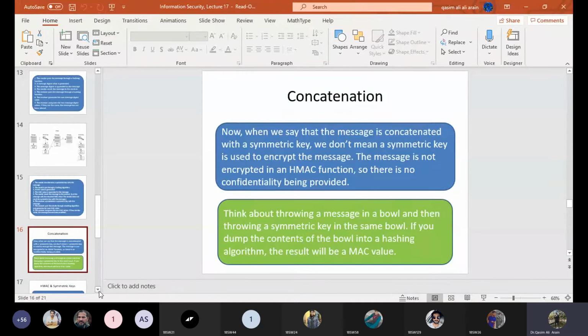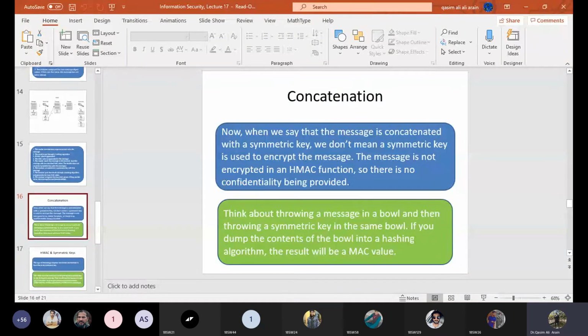Now slide number 16, concatenation. Now when we say that the message is concatenated with a symmetric key, we don't mean a symmetric key is used to encrypt the message. The message is not encrypted in an HMAC function, so no confidentiality is provided, right? So this is very much clear. Your symmetric key and your message are just appended to each other. They are not encrypted.